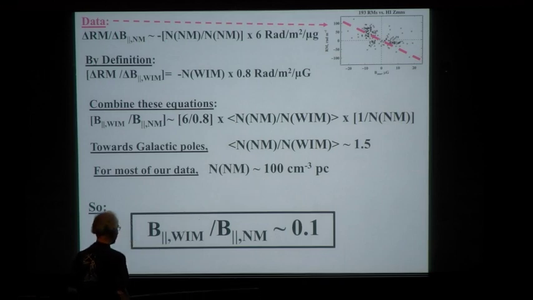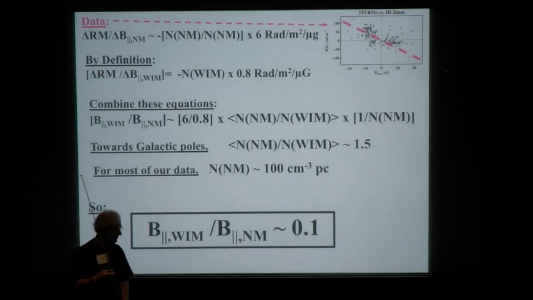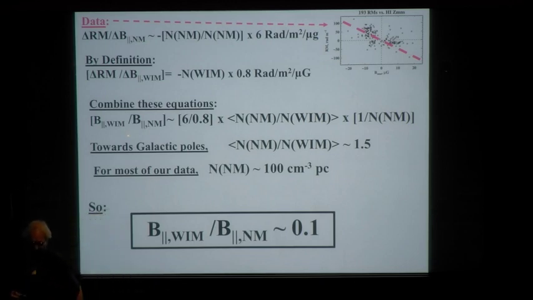And when you put all this together, the ratio of field strength in the WIM to the field strength in the neutral medium is typically about 0.1. That means the field is weaker in ionized regions, and the field basically has no dynamical effect. It's a very high beta plasma.